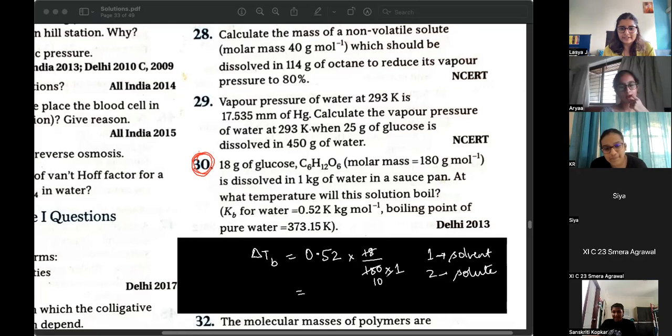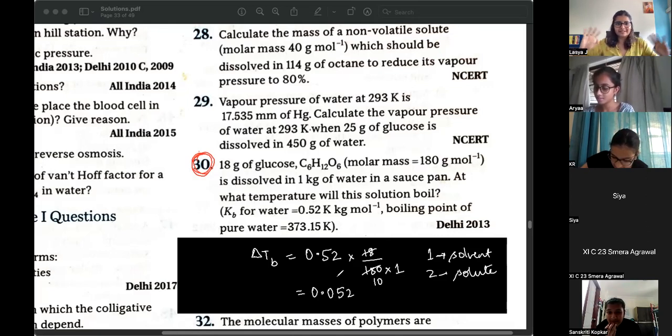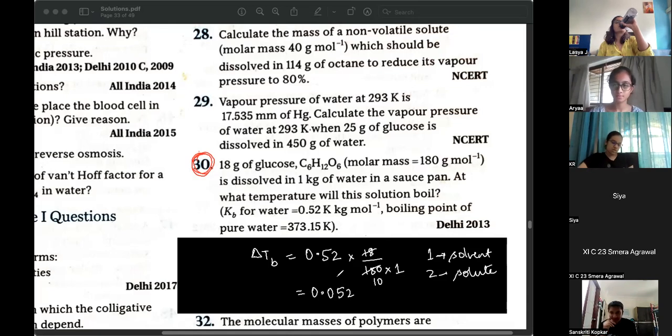So, 18... 10 times, this will be 0.052. And multiplied by 1000. Why? I don't even know. Yeah, that's why the more variables you add, the formula gets really confusing. So stick to the basics. It's really simple. You had W1, W2, then you need to keep in mind who is in grams, who is in kg, all of those complications.